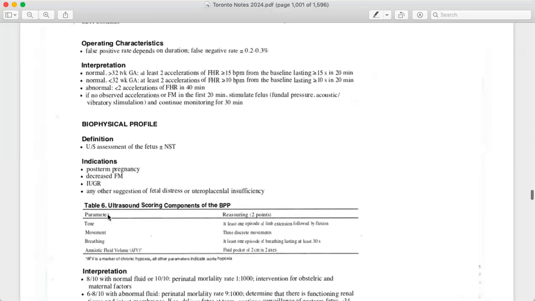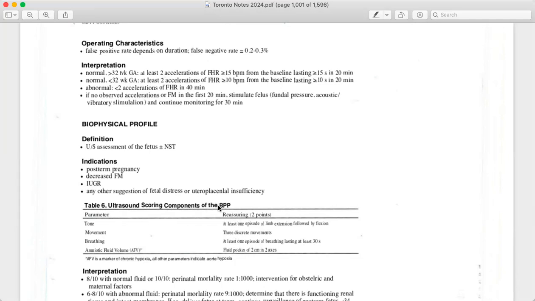So here BPP is basically tone, movement, breathing, amniotic fluid index. Tone means at least one episode of limb extension. Movement, 3 discrete movements should be there. Breathing, at least one episode of breathing lasting for at least 30 seconds. And amniotic fluid pockets of 2 by 2 is basically normal. So these are the reassuring ones.